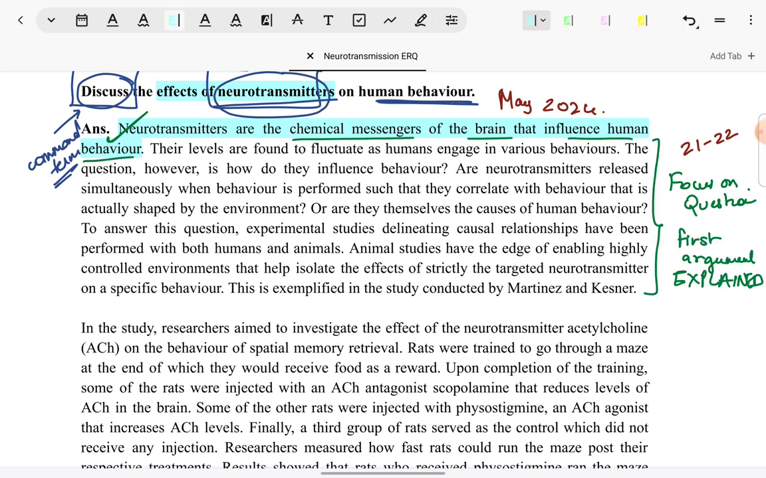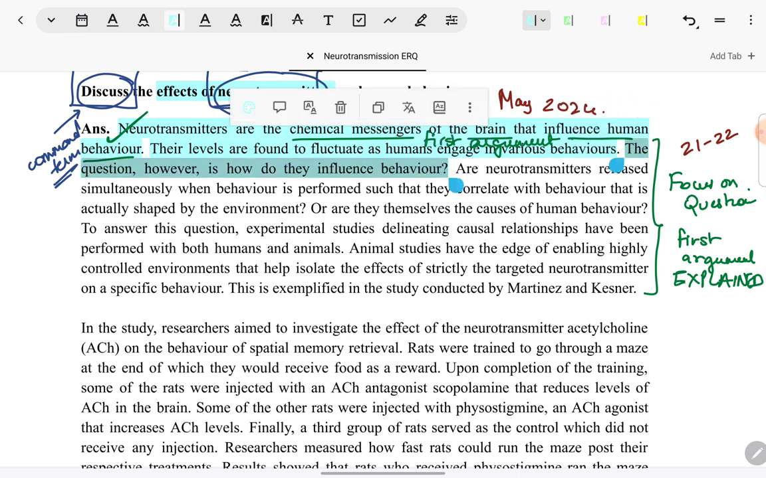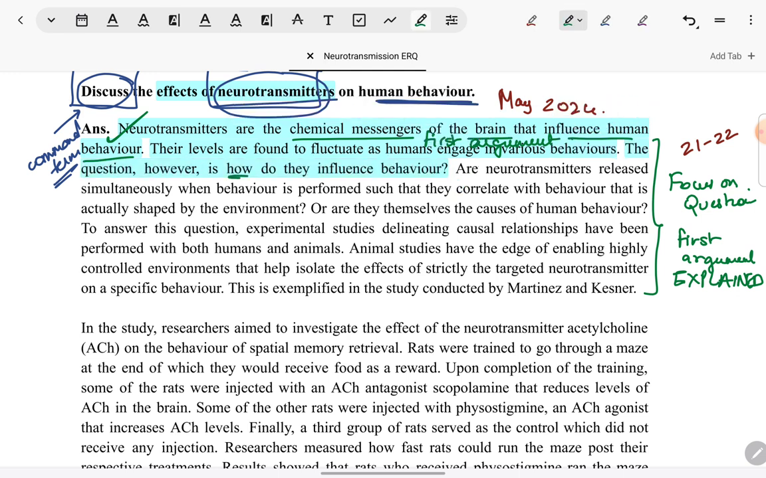So my very first argument here is that neurotransmitter levels fluctuate as people engage in different behaviors. So then the relevant question is, how do they influence behavior? This is the central argument which I am making first. Now, I could leave it at this and I could directly come to the study. So how they influence behavior is shown by the study by Martinez and Kesner. But I don't do that. Why don't I do that?